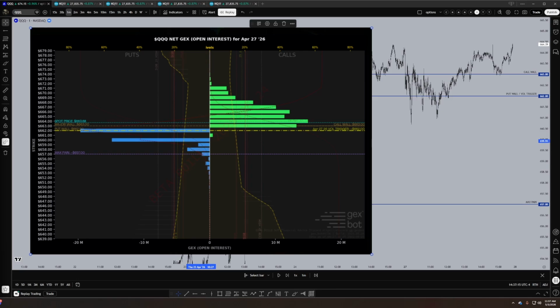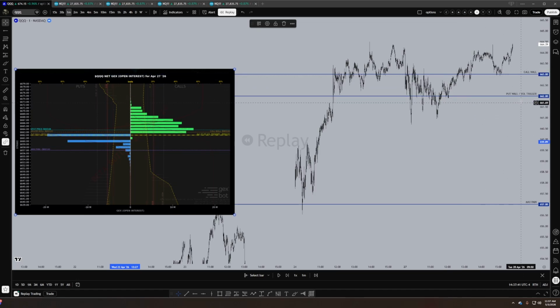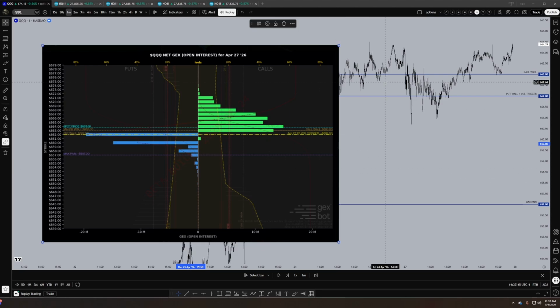Okay. Now we see that we also have a major wall at 663. And we have our call wall also sitting at 663. We have our volume trigger sitting at 662. And then our max pain at 657. Okay. So what I'm going to do is mark all these levels on my chart, which I've already done here. So call wall, put wall, volume trigger, and then max pain. So those will be the plots that you will want to set for the day.